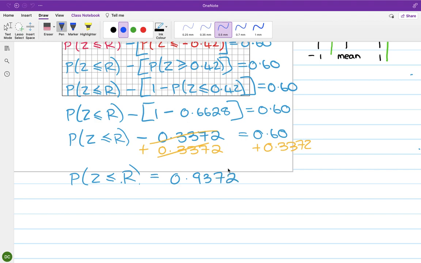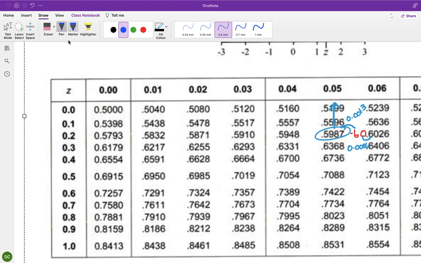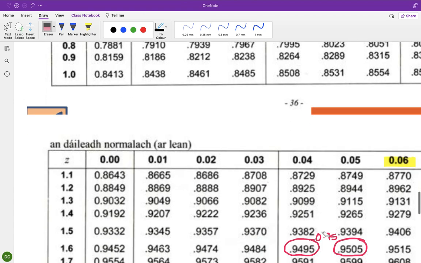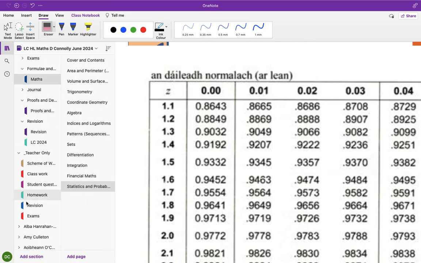Okay, so I'm looking for 0.9372, which is a probability. So 0.9372 is a probability, which means it's in the middle. Sorry, I really should clear this when I use it. Okay, so I'm looking for 0.9372 in the table. There's 0.9370. So it's in between these two, but much closer to that one. So the z-score is 1.53.